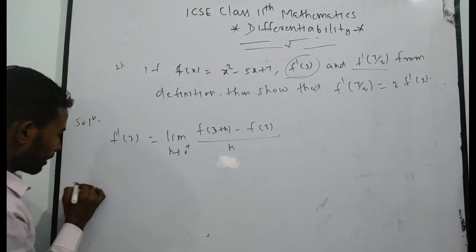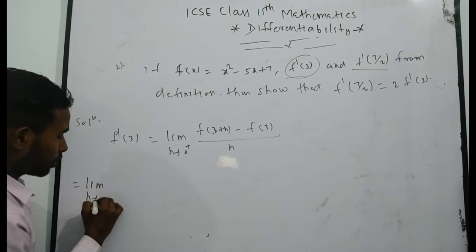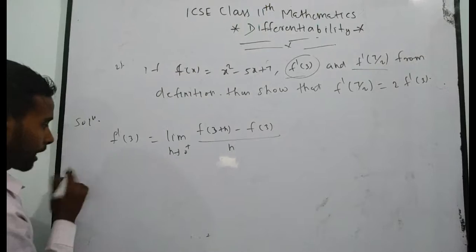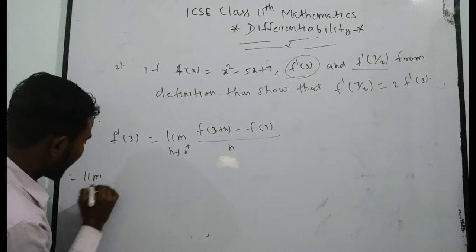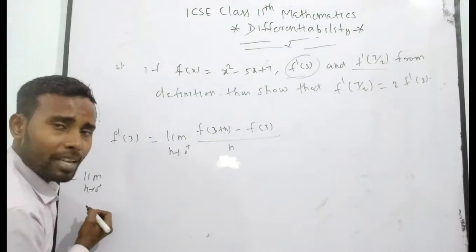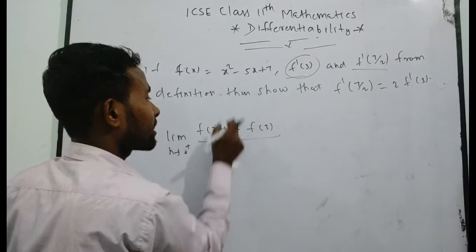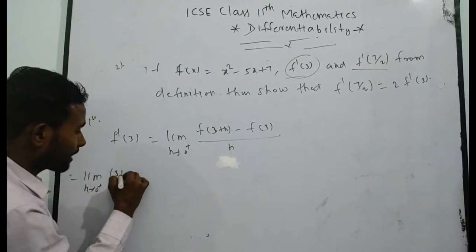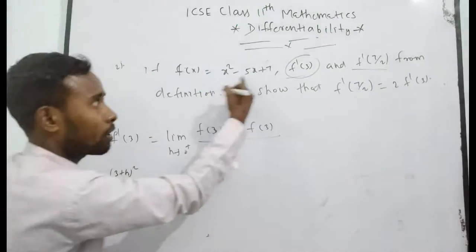Now, can you write it? Limit h tends to 0 from the right hand side. f(3 plus h) means that x is replaced by 3 plus h. So I want to write here 3 directly. I want to write (3 plus h) whole square minus.